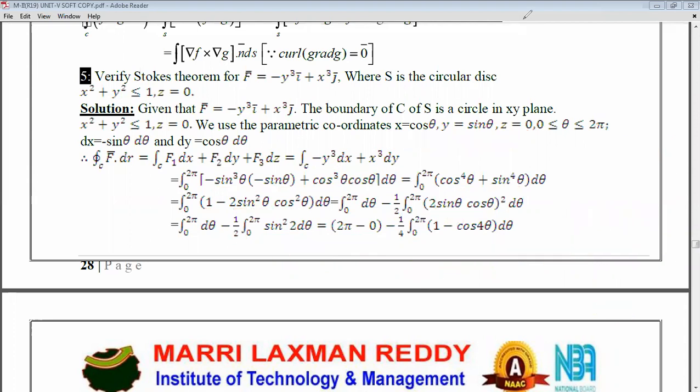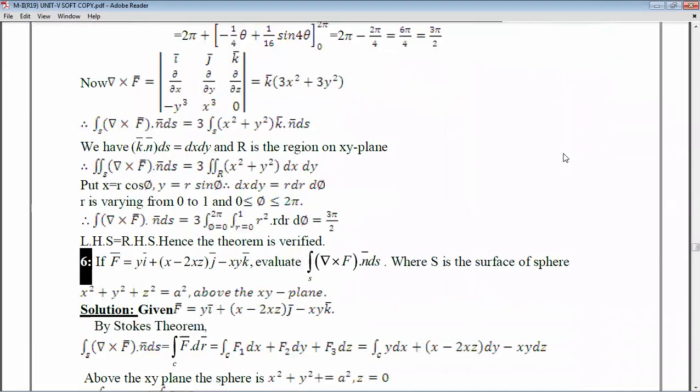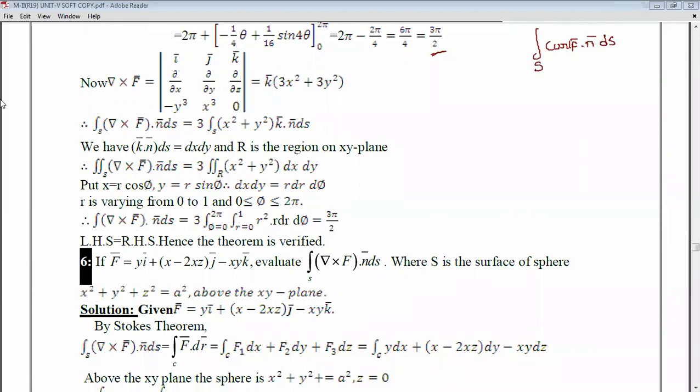And now we need to go for the second part. Got it now? Here 3 pi by 2. See here, this is 3 pi by 2. And what about the second part? Here we are going to calculate curl f bar dot n bar ds. This one we are going to calculate. First we need to calculate curl f bar. So here it is curl f bar.